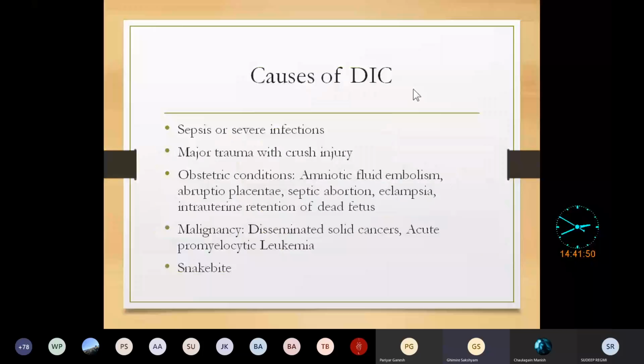DIC, disseminated intravascular coagulation, is an acute, subacute, or chronic thrombohemorrhagic disorder characterized by excessive activation of coagulation and the formation of thrombi in the microvasculature. Very good. What are the things that will trigger DIC?